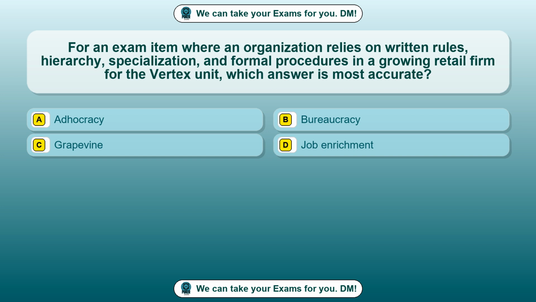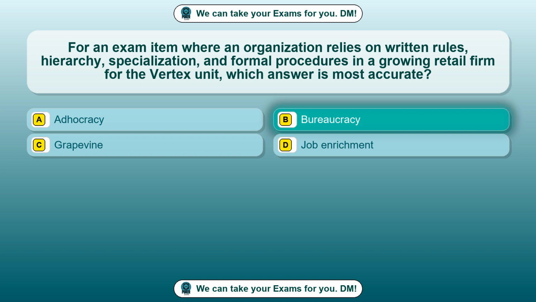Question 18. For an exam item where an organization relies on written rules, hierarchy, specialization, and formal procedures in a growing retail firm for the Vertex unit, which answer is most accurate? Option A, adhocracy. Option B, bureaucracy. Option C, grapevine. Option D, job enrichment. The correct answer is option B, bureaucracy.